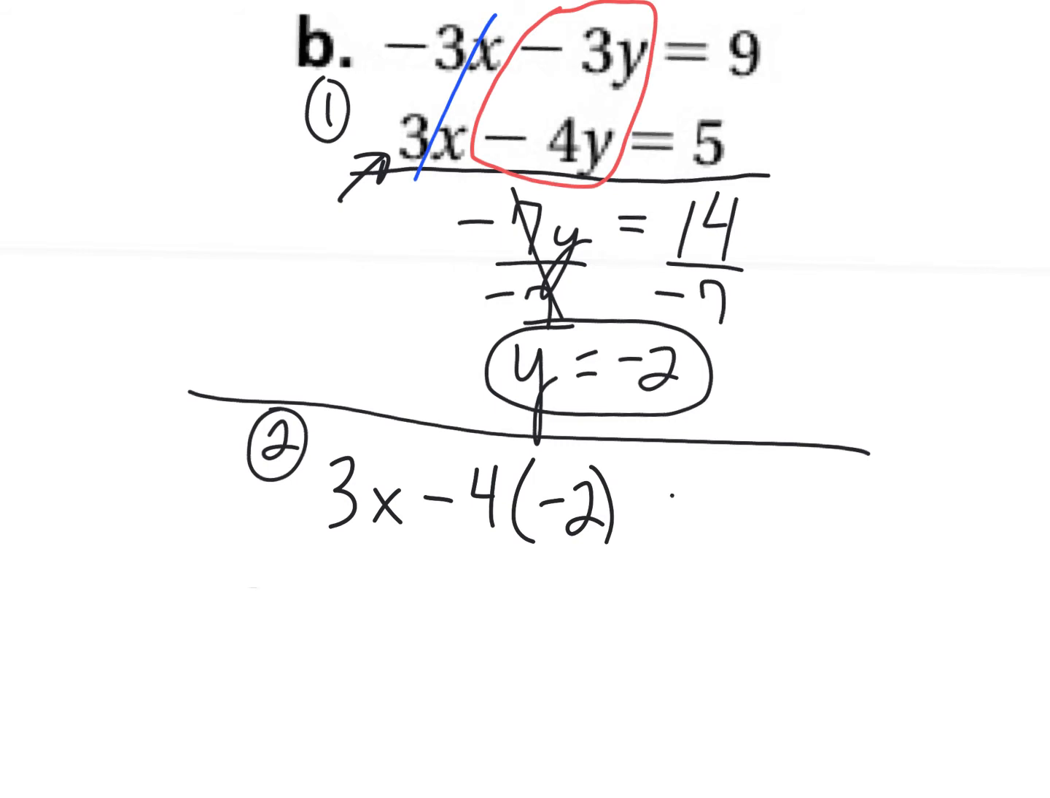So negative 2 in place of the y. And then this would be like negative 4 times negative 2. Negative times negative would be a positive 8.